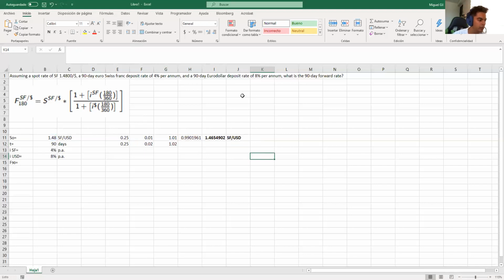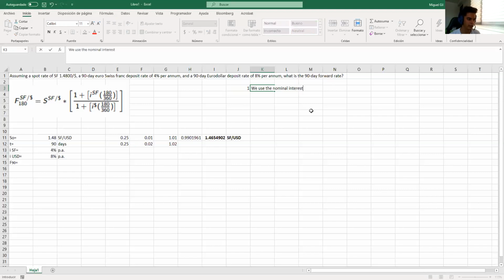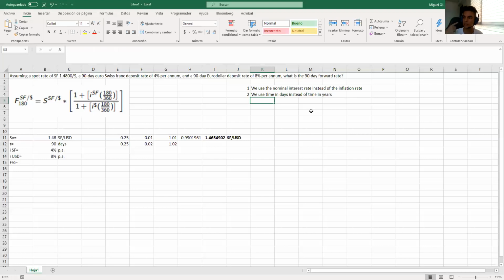And as I promised from the last video, I want to highlight the differences between the forward rate and the relative PPP formula that we learned before. So in the forward formula, maybe the first difference is that we use the nominal interest rate instead of the inflation rate. Because on the relative PPP, we use inflation rate. Then in this one, we use time in days instead of time in years. Remember, in the other one, we used time in years.